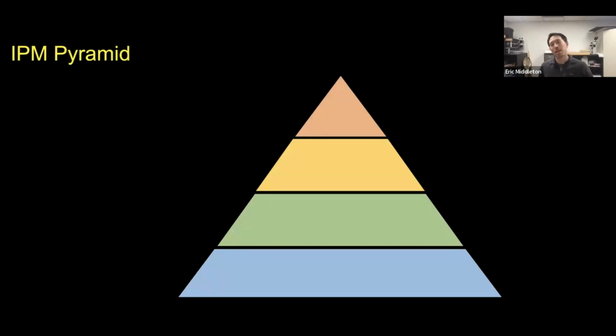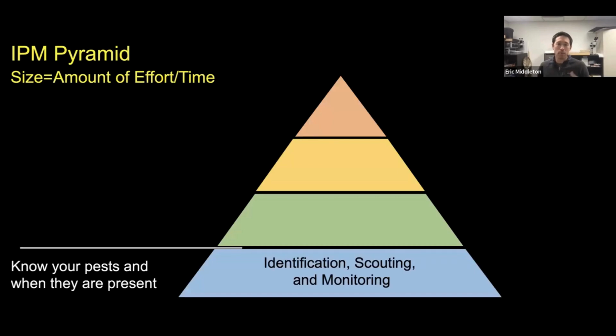Well, the integrated pest management pyramid, I think, is really one of the best ways to view this, and certainly the best way to look at all these different techniques together. So when you're looking at this pyramid, basically the lower down on the pyramid you are and the bigger the block or piece that we're talking about is indicative of the amount of effort and time that you should be spending on that section. So at the very bottom, we have identification, scouting, and monitoring. That's the basis of all IPM.